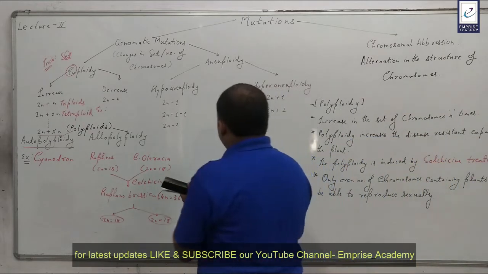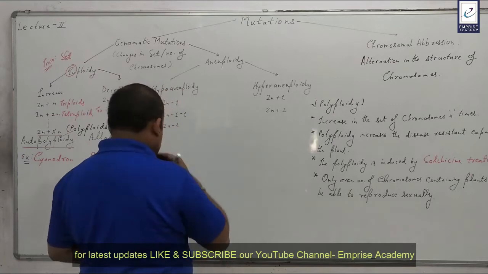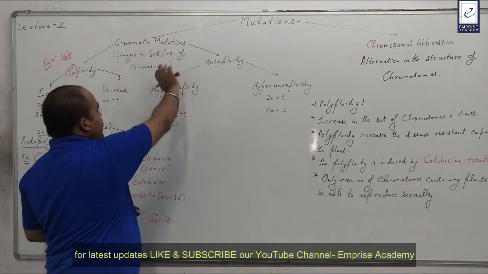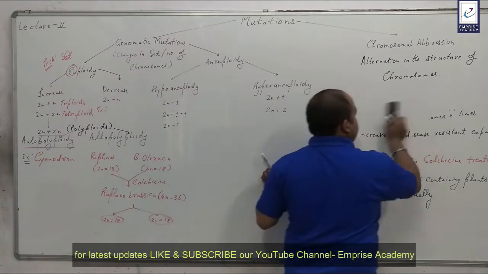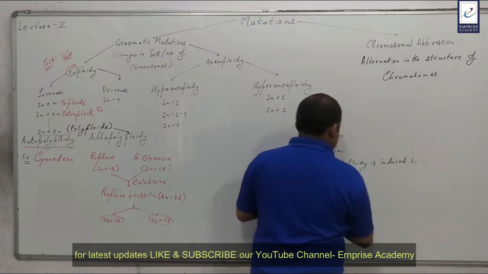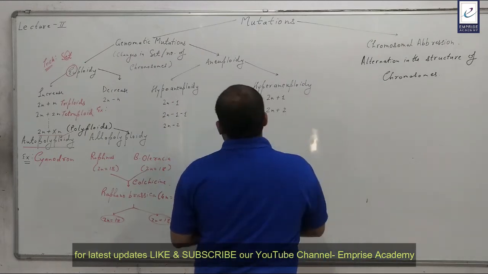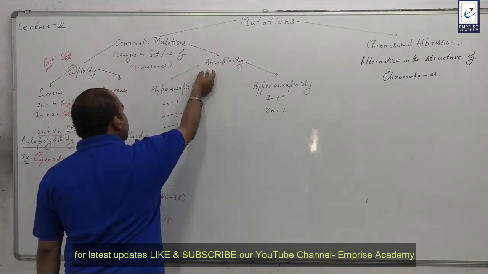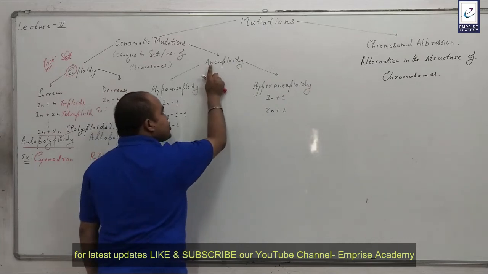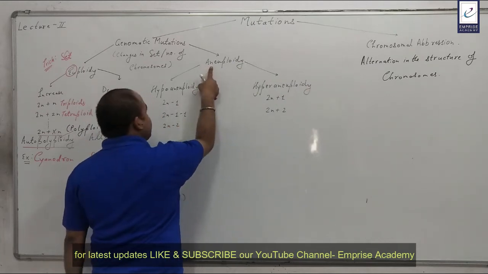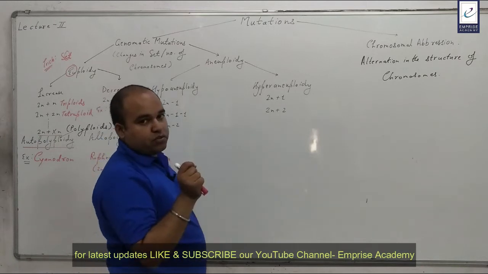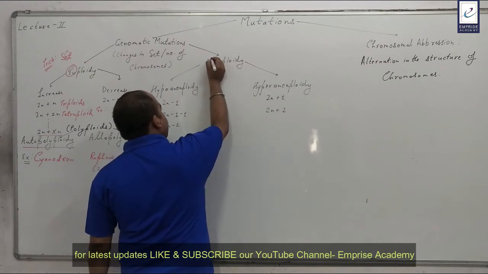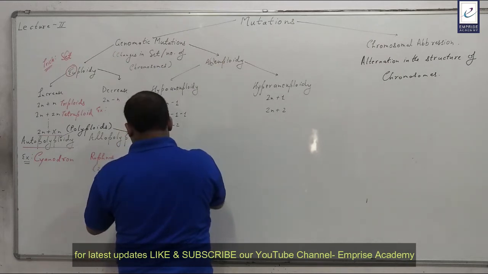The next important point is that now genomic mutations have been categorized into aneuploidy. Aneuploidy, how to remember this? You can remember it through this letter N. N refers to a change or alteration in the number of chromosomes.